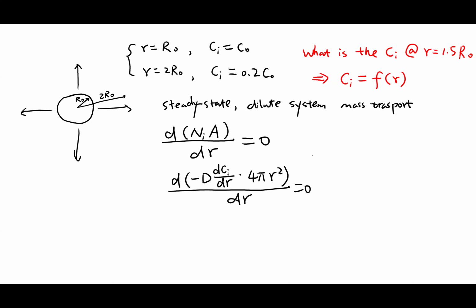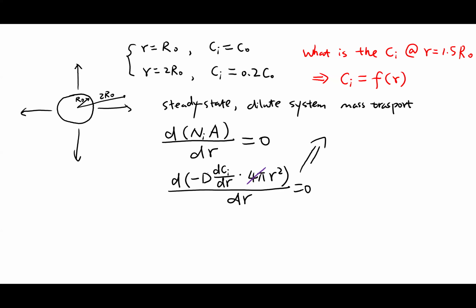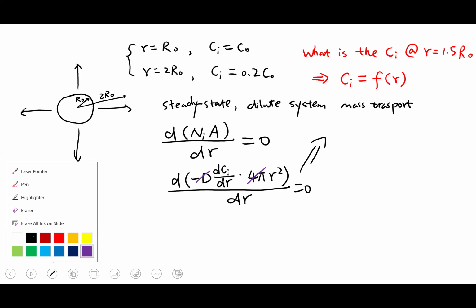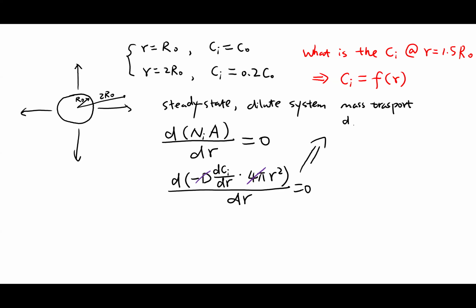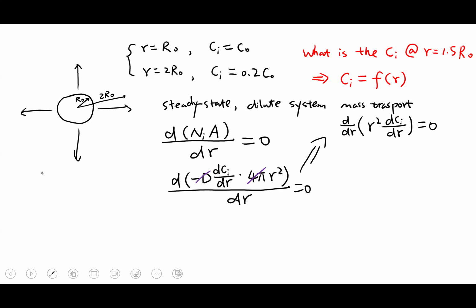So from this, we can easily get, because for this equation you can cancel out 4 pi, and you can also cancel out negative D, what you end up with is d over dr of r squared dCi over dr equal to 0, okay? So now basically what you have here is a differential equation: d of this inside thing over dr equal to 0, right?